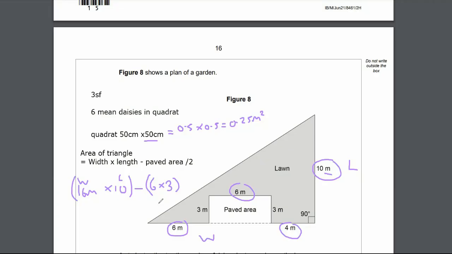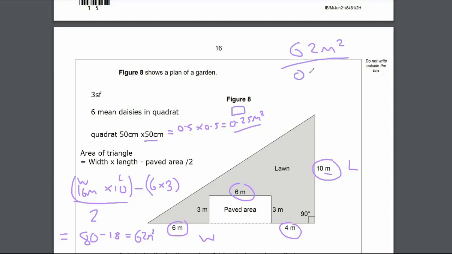Now, the paved area you can see is 6 metres long, 3 metres high, so it is 18 metres squared. So 16 times 10 is 160, and 160 divided by 2 is 80 metres squared, and then we take away the 18. So the total area of this triangle is 62 metres squared. So now I know I've got 62 metres squared. If you wrote 80, you've forgotten to subtract the paved area.